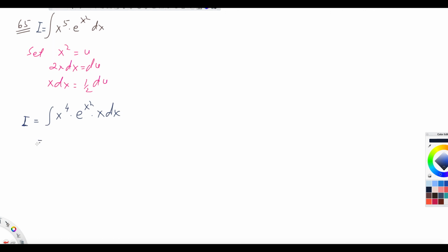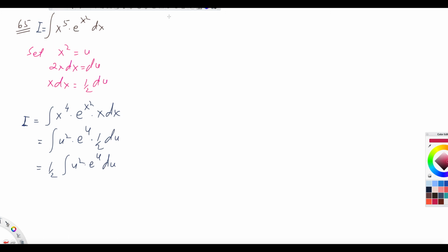So let me write using u. You write u squared, because u is x squared, times e to the u times 1/2 du. So this will be 1/2 integral of u squared times e to the u du. Okay, so we know that formula, right?